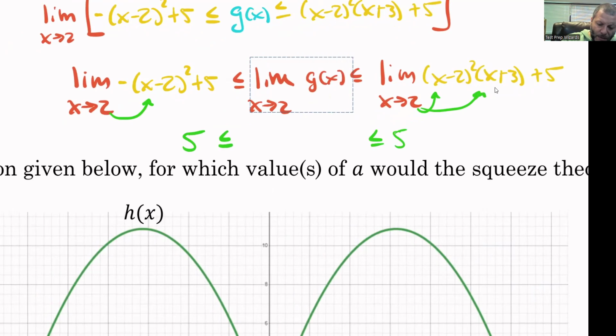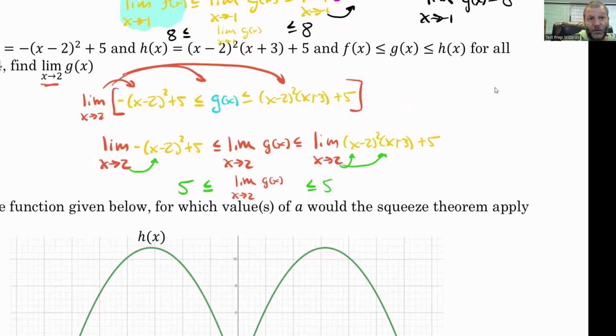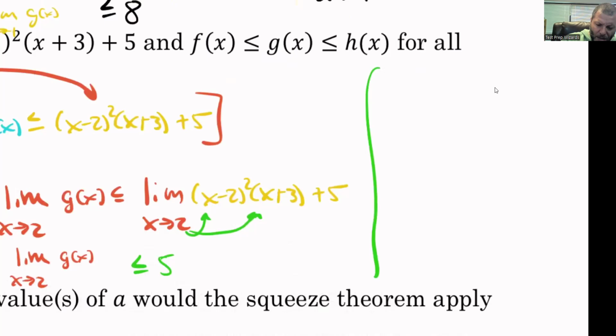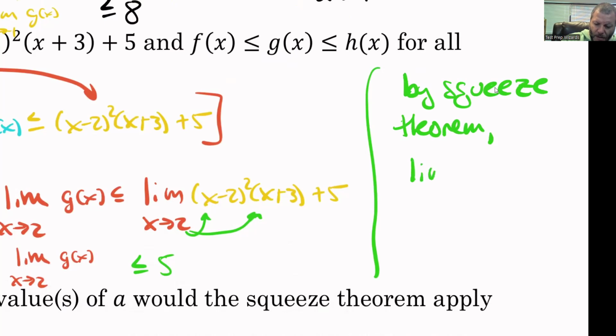So this middle limit is being squeezed between two 5s. So therefore, by the squeeze theorem, the limit of g of x as x approaches 2 must also be 5. So we just formalize that by saying, by the squeeze theorem, with all of that resulting work, the limit as x approaches 2 of g of x equals 5.